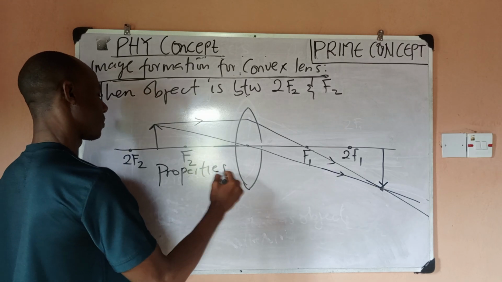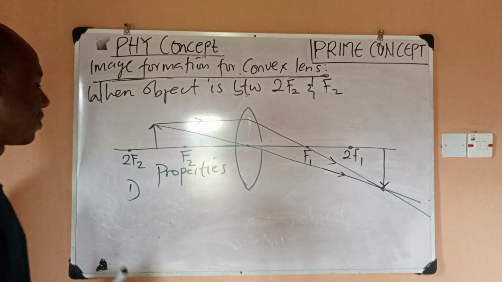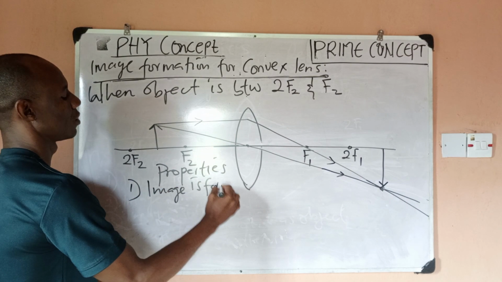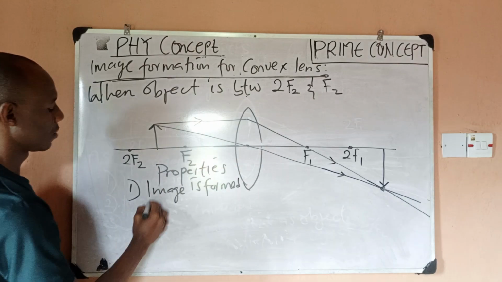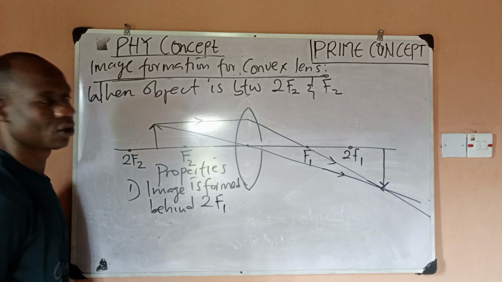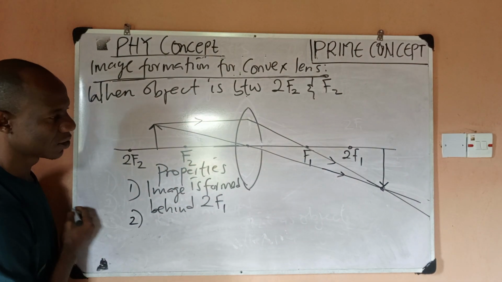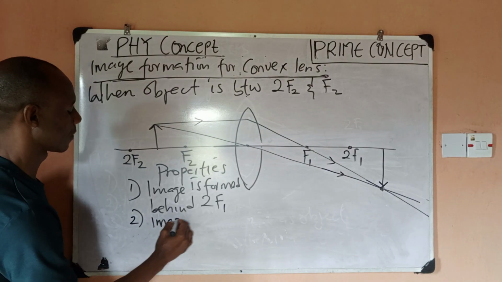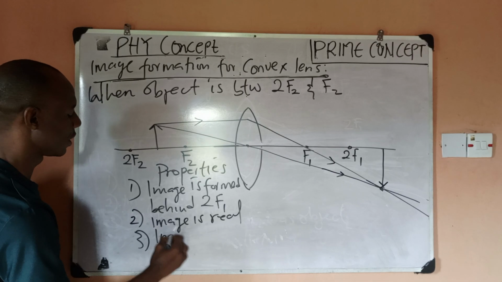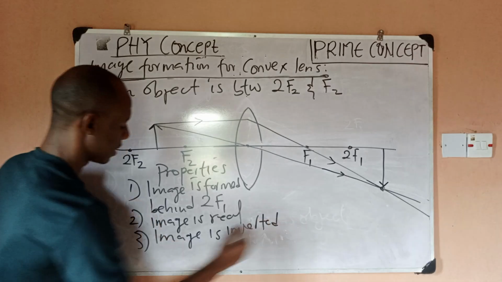Properties. Number one property of this image is that we can see that the image is formed behind 2f1, or we can say the image is formed behind 2f. Number two property we can also see is that the image is real. And then number three, the image is inverted.